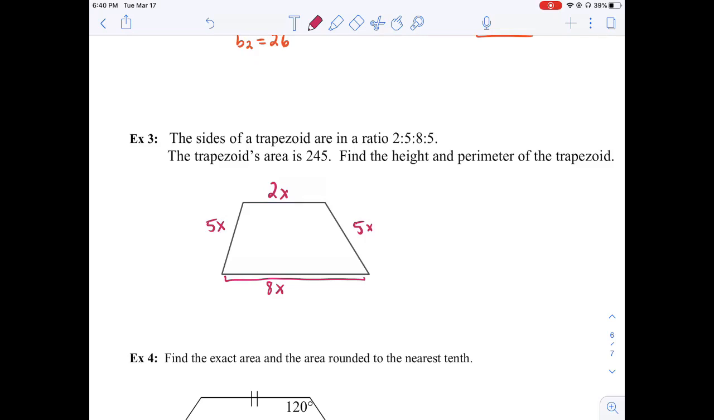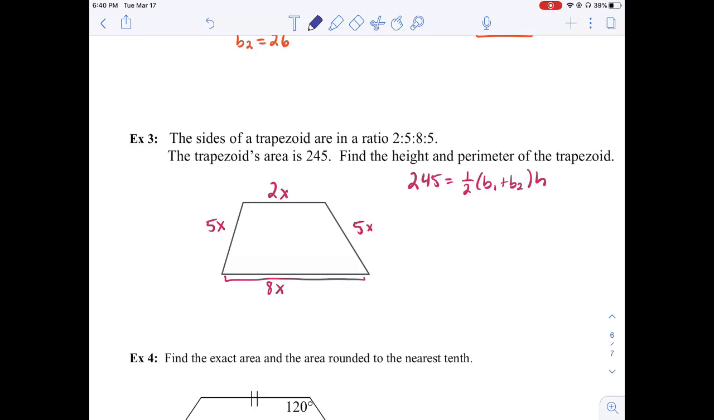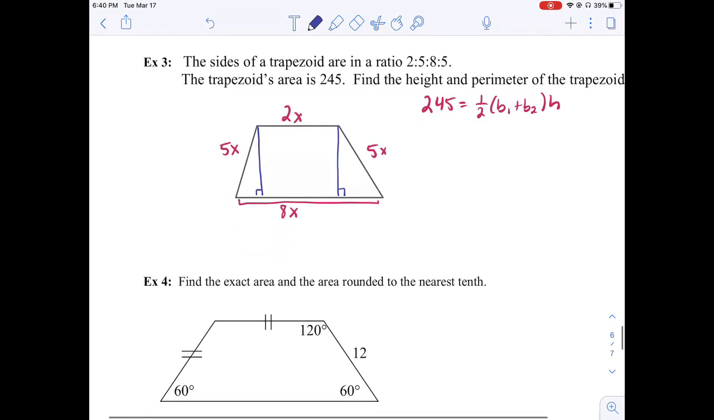So when I think about the area, I know that 245 will have to equal 1/2 of base 1 plus base 2 times the height. I know base 1 and base 2, at least in terms of x, but I don't know the height. So let's see if I could find an expression for the height in terms of x, then I could at least use that in my formula. So here's what we know thus far.